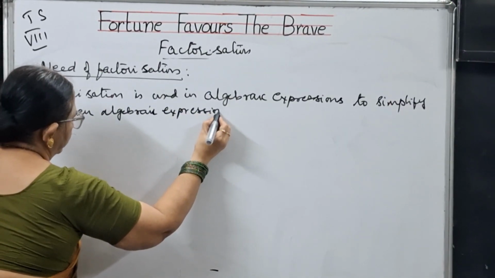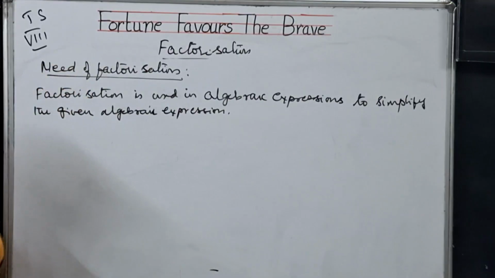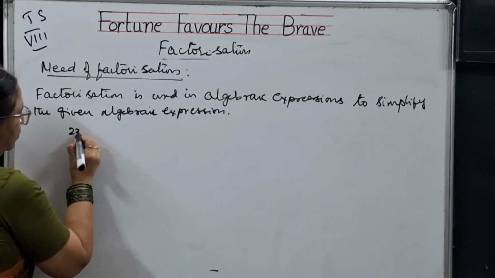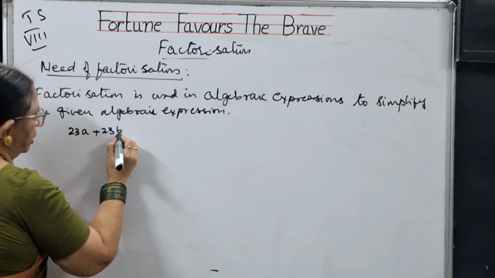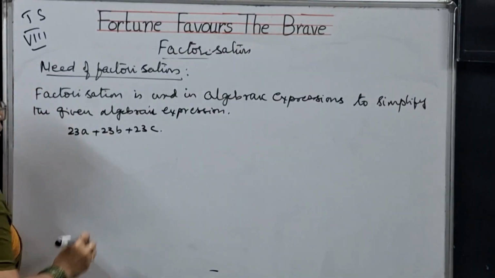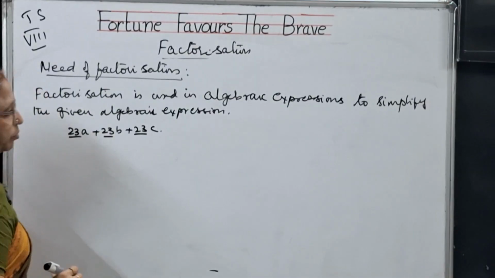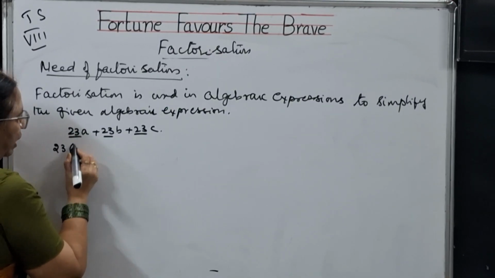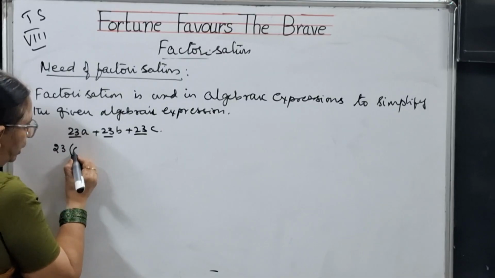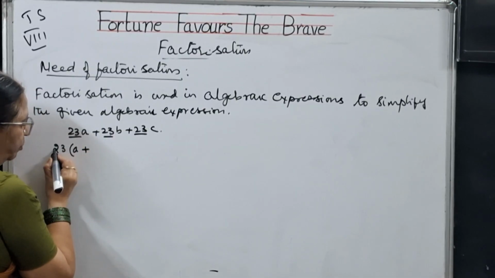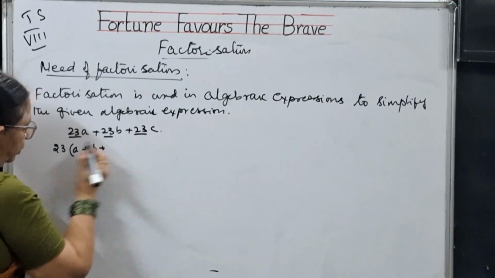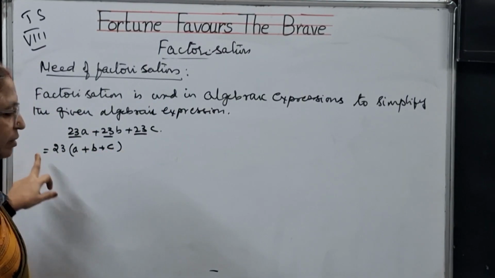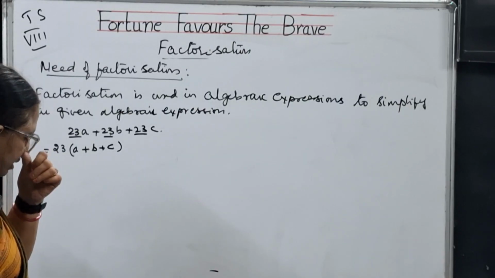Why are we using this factorization in algebraic expressions? We can simplify it. For example, you have got a number given, 23a plus 23b plus 23c. In all these cases, 23 is common. So you can take 23 out, and we have a plus b plus c inside the bracket. You can simplify this in this way. That is the reason why we need factorization.